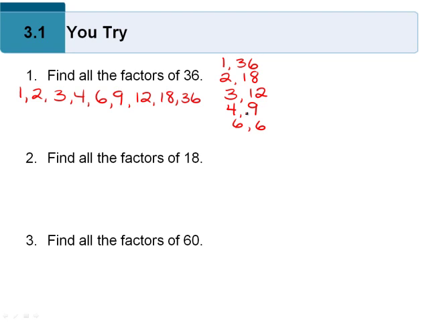Okay, number 2. Find all the factors of 18. So once again, start with 1. 1 times 18. 2 times 9. That works. 3 times 6. 4 doesn't go. 5, nope. 6 times 3 is a repeat, so we stop. Okay? Number 3, find all the factors of 60.